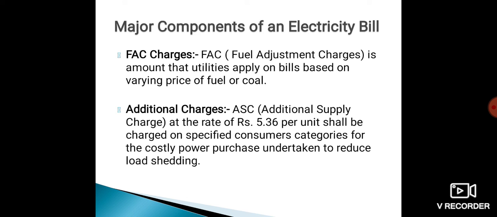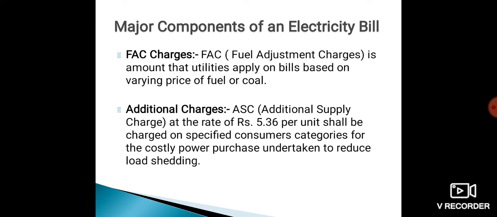Next is additional charges. ASC, additional supply charge at the rate of 5.36 per unit shall be charged on specified consumer category for the costly power purchase undertaken to reduce the load sheddings. That means to avoid the load shedding effect, extra charge we have to pay, and that charge will be 5.36 rupees per unit to avoid the load sheddings.